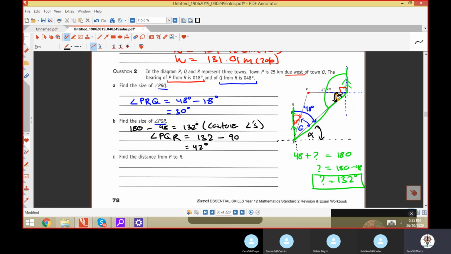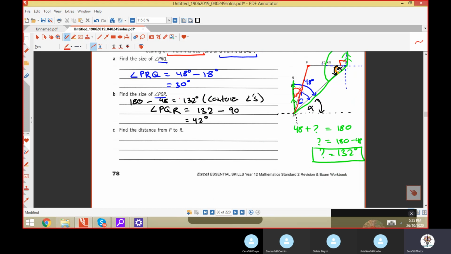It says find the distance from P to R. We're just finding distance. There's a lot of color codes here, so we have to find P to R. Let's use red. We have to find this whole distance here in red. So I'll draw it out again using all the hints that we've solved. This would be 30, this would be 42 as we solved already, this would be 25 kilometers, and this would be question mark.